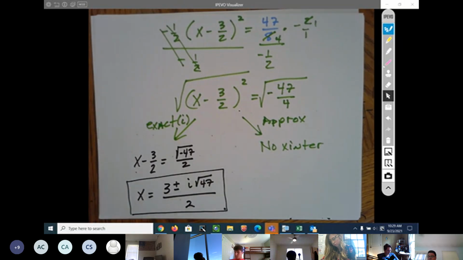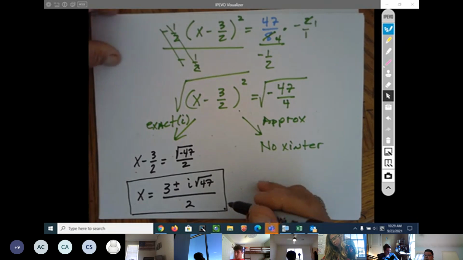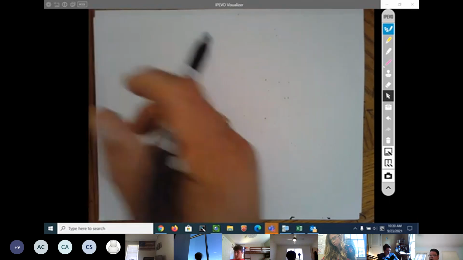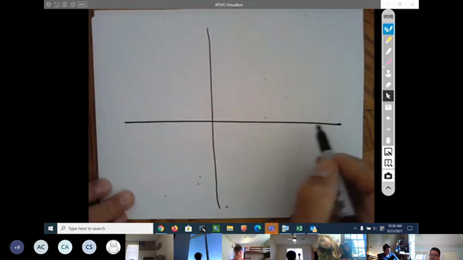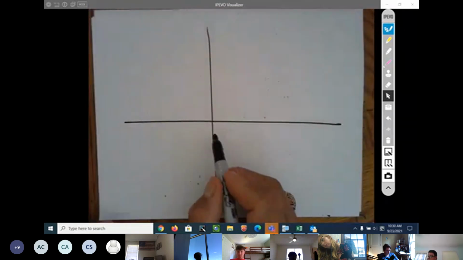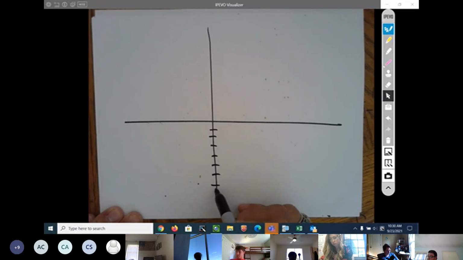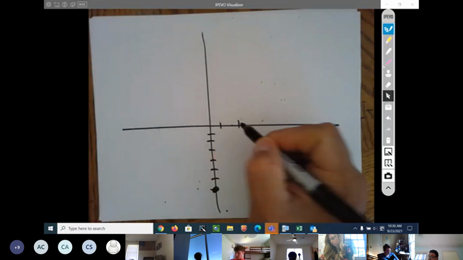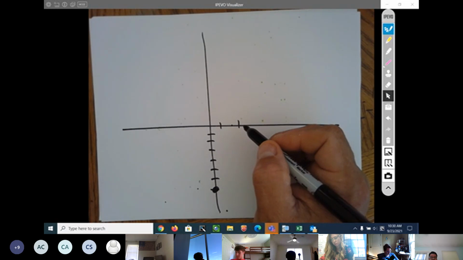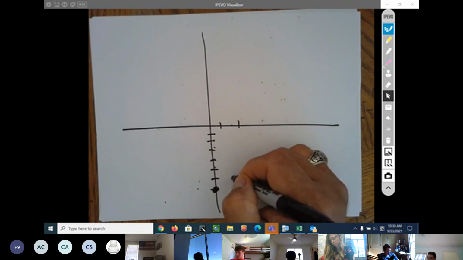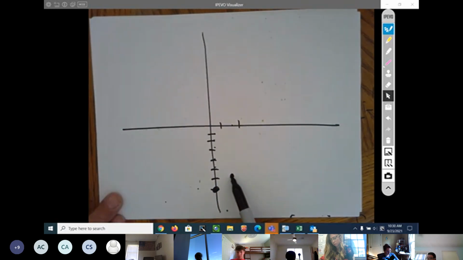And I'm going to draw it because I want you to be able to draw it. So we know we don't have x-intercepts. So we're going to have to use everything else that we have. We've got a y-intercept of negative 7. And we've got a vertex of 1.5. And 8 will go into 47, 8 times 6 is 48, so negative 6. 1, 2, 3, 4, 5, 6. And it's a wide parabola and it's opening downward.